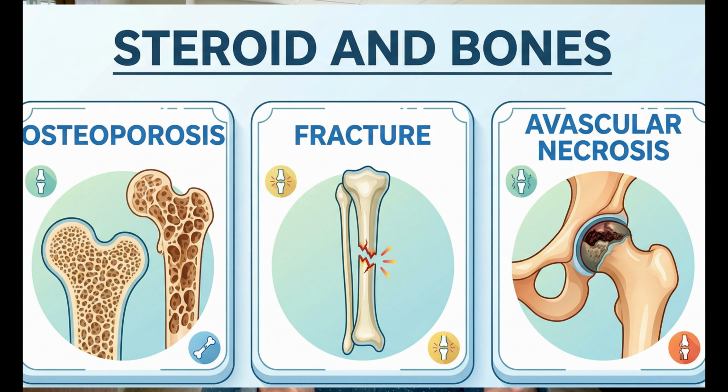Okay, so steroid use, especially for more than 3 months at a dose of 7.5 mg and above, is known to cause reduction in your bone density, which is called osteoporosis. So if there is osteoporosis, it will naturally put you at an extra risk of developing a fracture, because the bone density is weak because of steroid use.